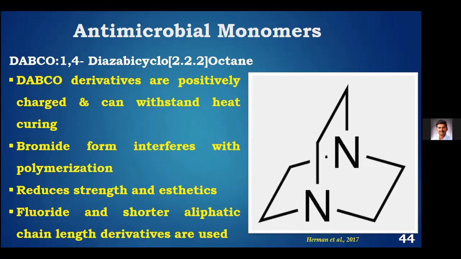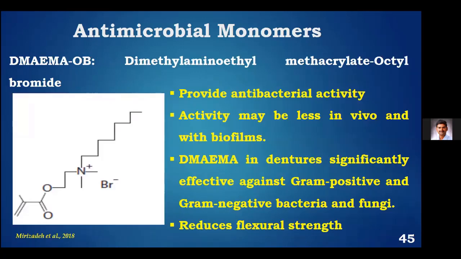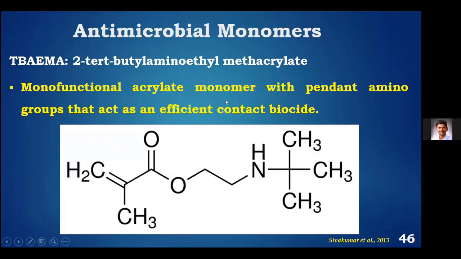The next monomer is the DMA monomer, which has a composition that covers antimicrobial activity on both bacteria as well as fungi. Some of the experiments show that this antimicrobial action is less, especially in films, and it also deleteriously affects the flexural strength of the denture base material.